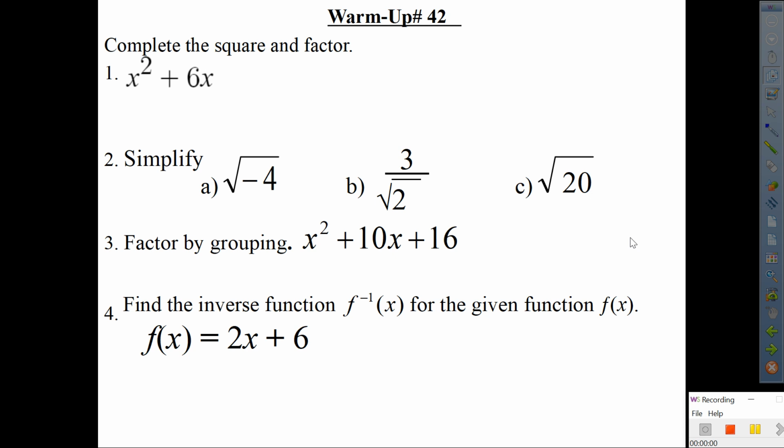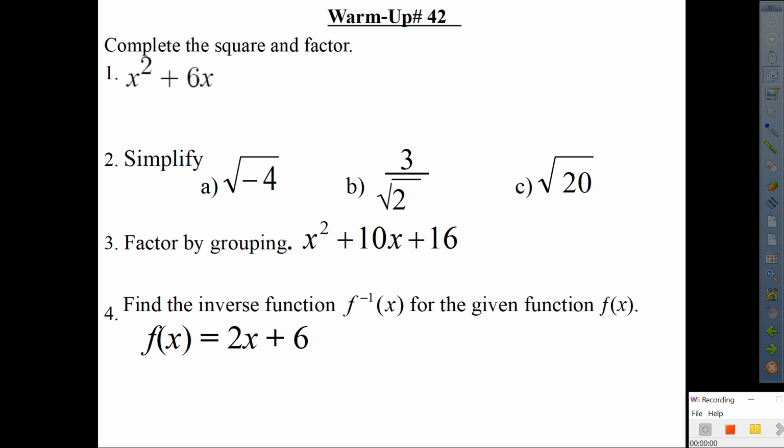Warm-up 42 is in your Cornell note that you picked up from over there, right? So thank you for getting started right away. And those of you joining us online, it's on the screen. For number 1, it says complete the square and factor, and they give us the binomial x squared plus 6x.